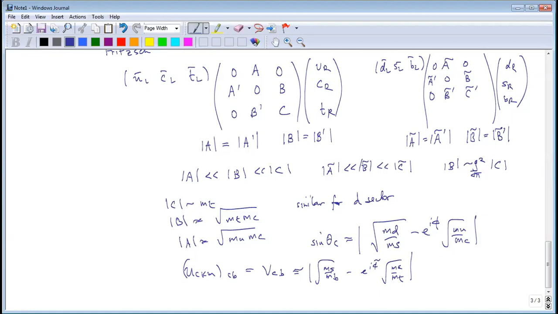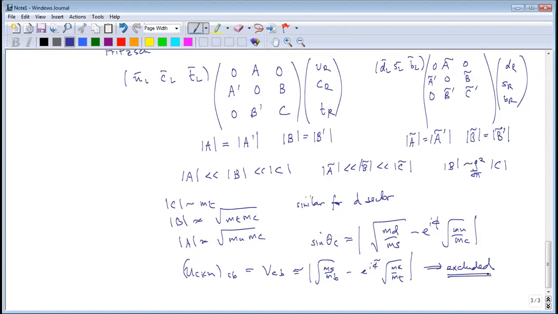Because remember, the MS over MB ratio is similar to MD over MS. But we know VCB is much smaller than, say, VUS, right? The 1,2 entry is bigger than this 2,3 entry, which goes like Cabibbo squared. So what we need is a cancellation between these terms, and that means that the top quark mass can't be too big, otherwise you can't get the cancellation to happen. So this Fritzsch form is now excluded. It's been excluded for a long time due to this relation. Okay.